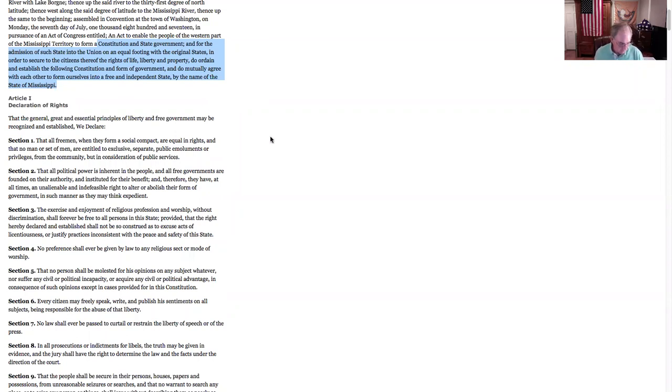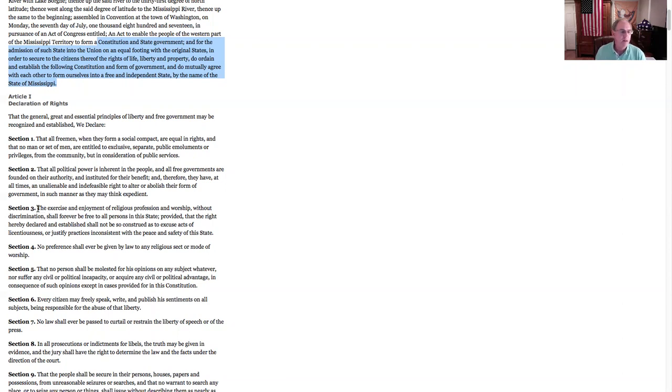So when we get down here to Articles 3 and 4, we will see that this was what was footnoted, that we started with the current Constitution of the state of Mississippi. Where was the precedent for this clause? Where did it come from? And it says here, the exercise and enjoyment of religious profession and worship without discrimination shall forever be free to all persons in this state, provided that the right hereby declared and established shall not be so construed as to excuse acts of licentiousness or justify practices inconsistent with the peace and safety of the state. Licentiousness is lawless behavior, behaving like there is no law that can contain you from doing what you foolhardily want to do. You can't have a society that functions that way.